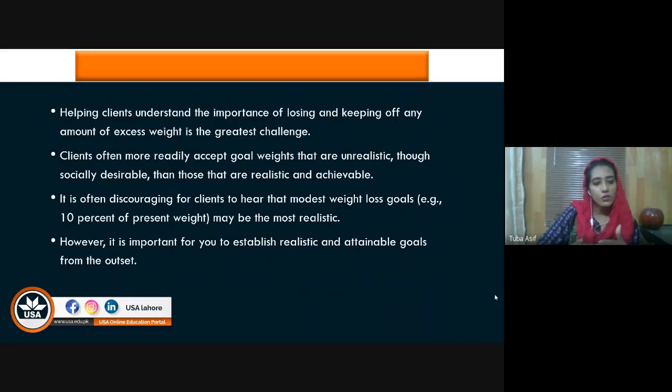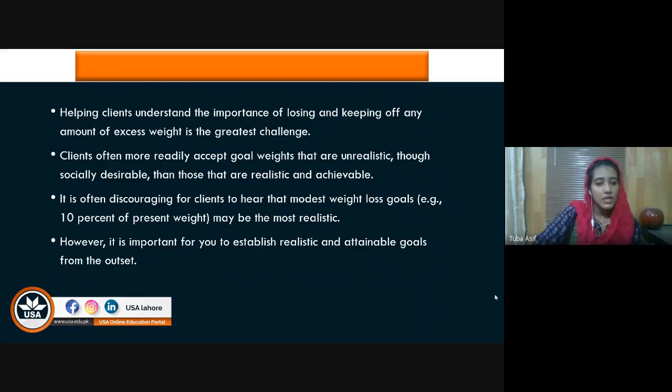You need to tell your clients the importance of losing weight. You must tell your client what the outcomes could be if he or she does not lose weight, what the health hazards could be, what complications she can foresee in the near future. So help your clients understand the importance of losing weight.